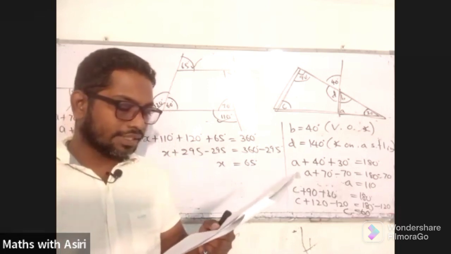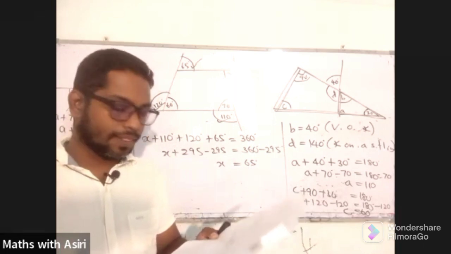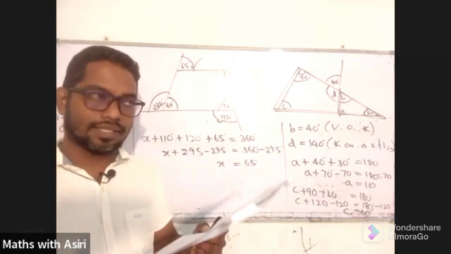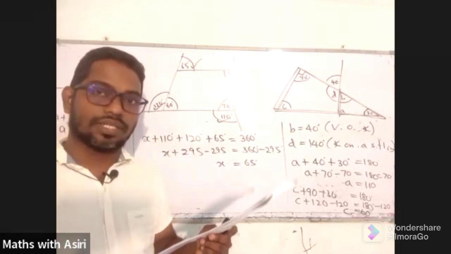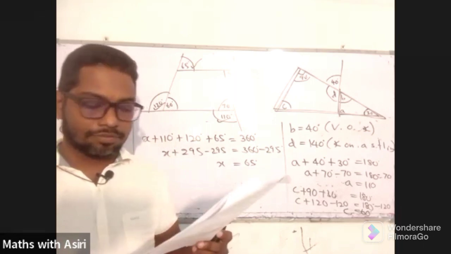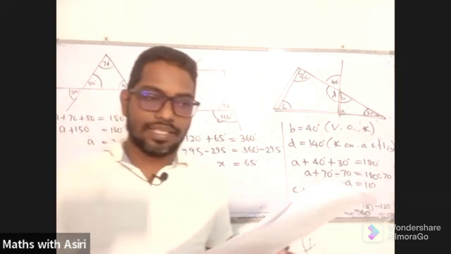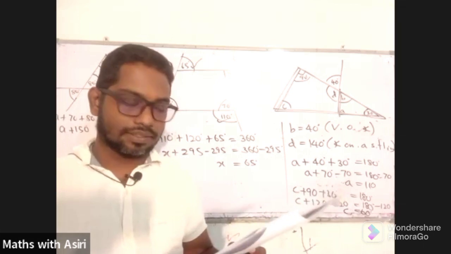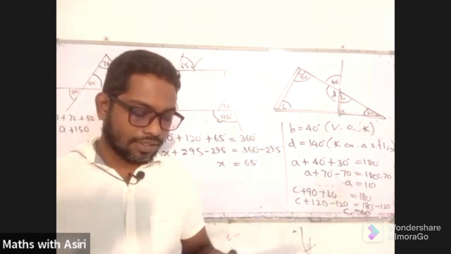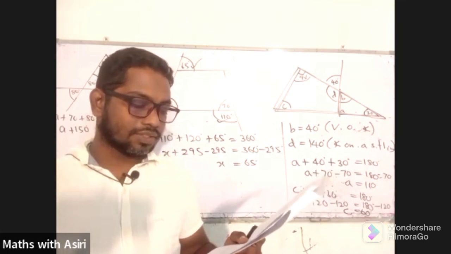Sixth one, can 70, 60 and 70 be the interior angles of a triangle? No, it can't. Reason: the sum of them is not 180 degrees. If they are the interior angles of a triangle, the sum should be 180, but here the sum is not 180. Question part B, can 100, 120 and 110 be the exterior angles of a triangle?